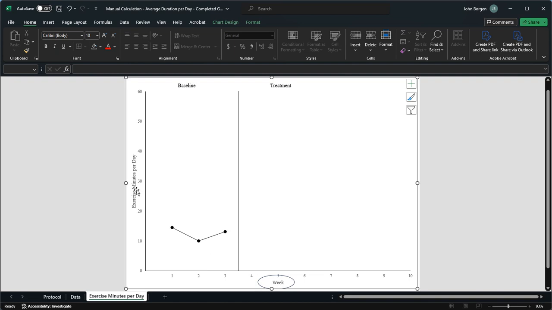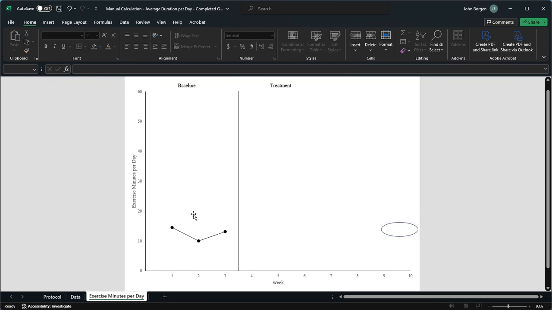If it's exercise minutes per day, and the x-axis is week, it is assumed that there has to be some sort of average to come up to a week. Can I move this around now? Oh, look at that. I'm gonna stash this over here for now.